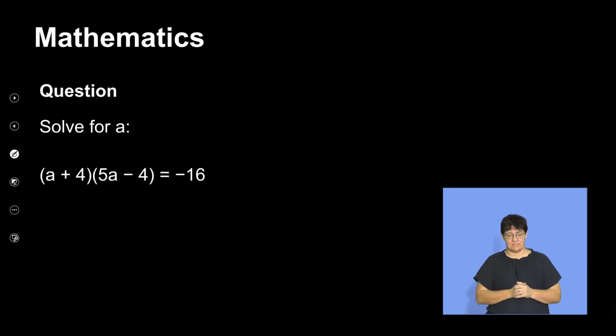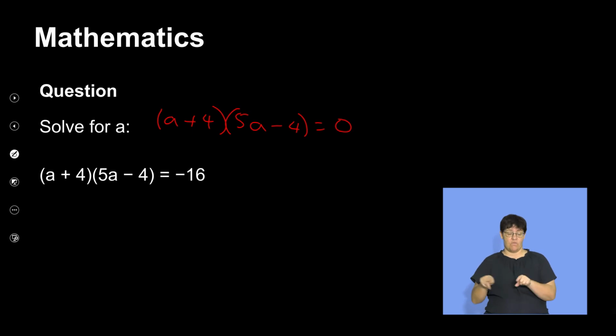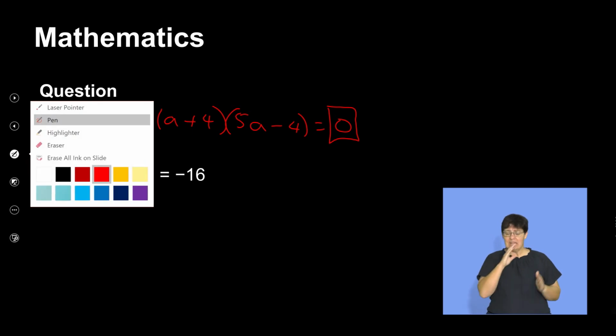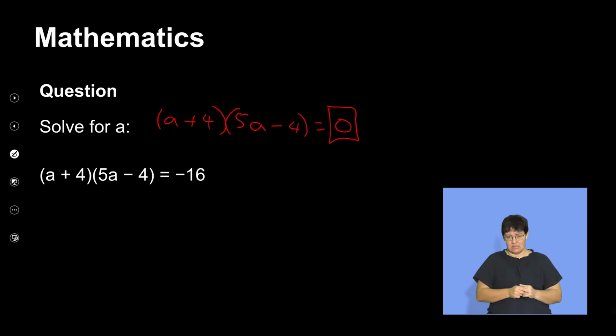Another question, remember, it must be in standard form. If this was a plus 4 and 5a minus 4 equal to 0, then I would go straight into my factor law rule, right? But it is not equal to 0, which is what the standard form is supposed to be. So I must first make it to be in standard form where one side is definitely equal to 0.